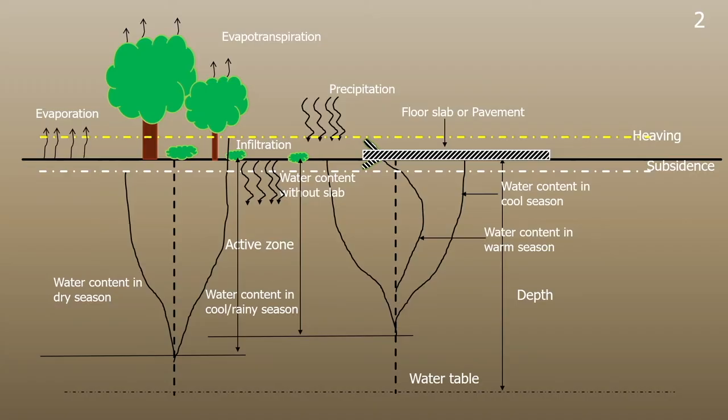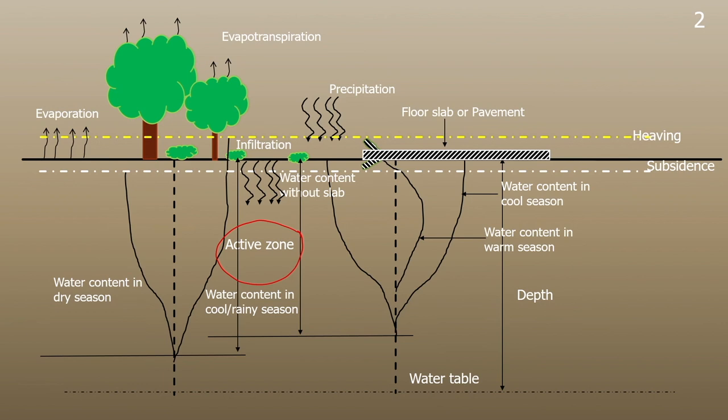So when we design for a foundation, we need to take care of the depth of the expansive soil. Particularly, designing the foundation in an expansive soil is quite a bit tricky. So when we design, we need to take care of the zone in which the expansiveness of the soil occurs. If you could recall, in the earlier classes I have explained the depth of the expansive behavior zone. That is known as the active zone.